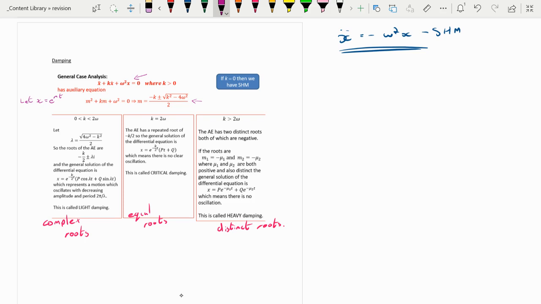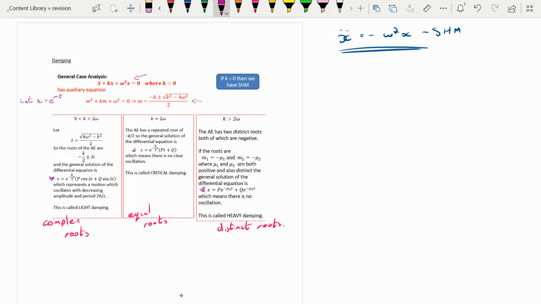So the first one is 2 complex roots, and this is going to give you your general solution of this. This is where we link some of our pure work in. This is light damping. So if I get complex roots, I get light damping, and I can use this general solution here. Now if I get 2 equal roots, then I've got critical damping, and I can use this general formula again from the pure stuff. And the other one is if you get 2 distinct roots, then we've got heavy damping.